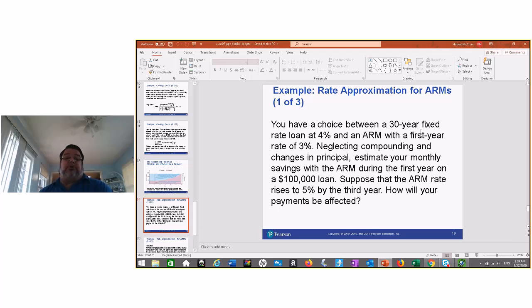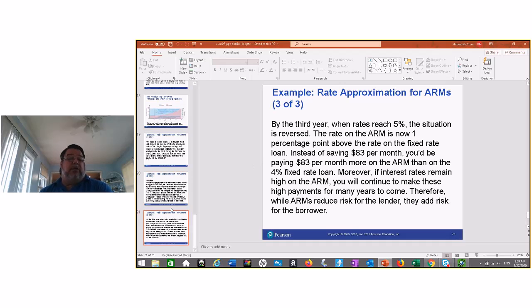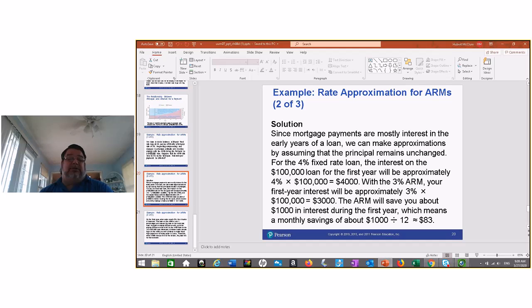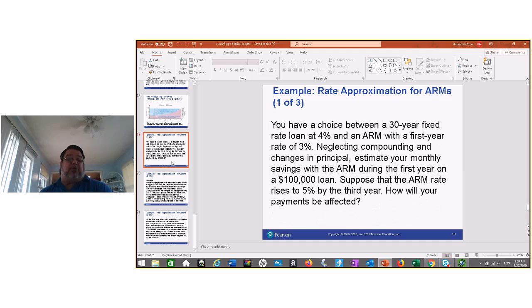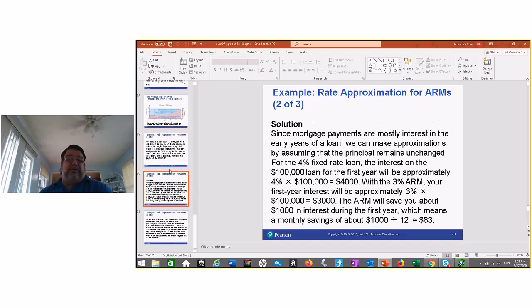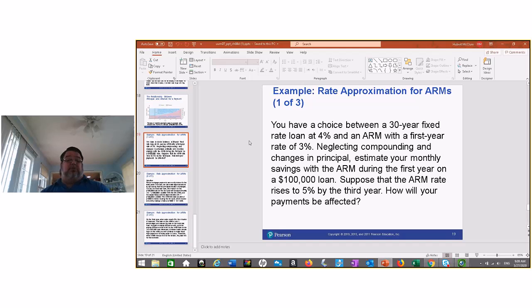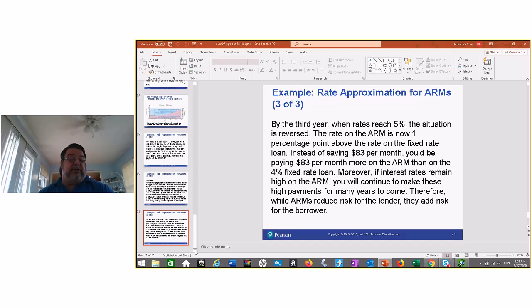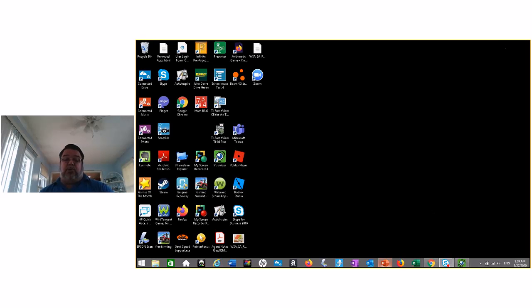You have a choice between a 30-year fixed loan, neglecting compounding, and changes in principal. Estimate your monthlies with ARM during the first year. No, that's not what I want. When they have to go 2 slides, I'll never. If you have to put the question on 2 slides, no. Okay, there's the question. But we're not going to do that one. I want to do a 15, and that's it, I think. Yep.